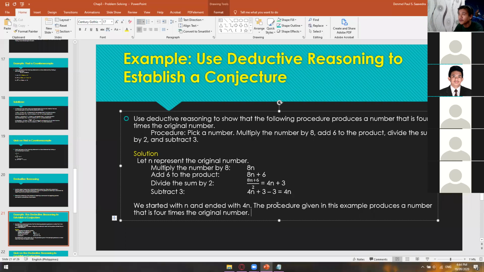Times 4 lang, or 4 times n. So, hindi kayo gumamit ng formula kanina pero nag-arrive tayo sa ganitong solution. Okay, which is also correct. So, that is one benefit of using inductive reasoning or deductive reasoning.